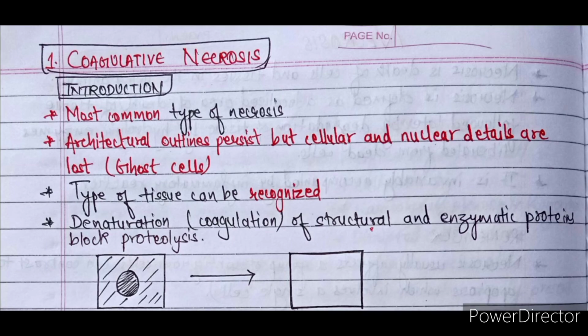Now let's come to the number 1 type of necrosis, which is the most common type, that is coagulative necrosis. So first let's see its introduction. It is the most common type of necrosis, and here the architectural outlines persist but cellular and nuclear details are lost, also known as ghost cells. The type of tissue can be recognized here. The denaturation, that is coagulation, of structural and enzymatic proteins blocks proteolysis.